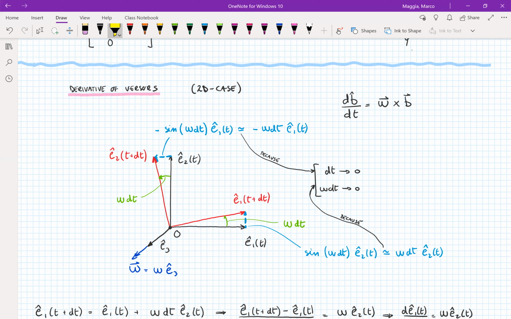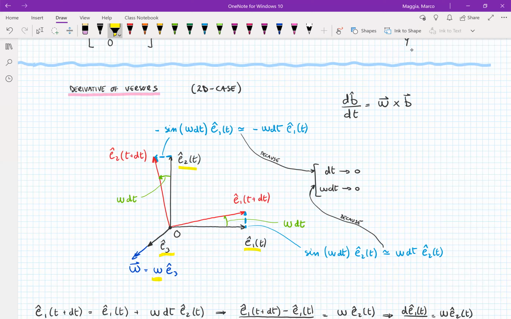Okay, so let's take a look at this frame of reference, E1, E2, and E3. And let's assume that this frame of reference is rotating, so it's not an inertial frame of reference. It is rotating about its E3 axis. So E3 is fixed, whereas E1 and E2 are not. And the angular velocity is just omega in the E3 direction.